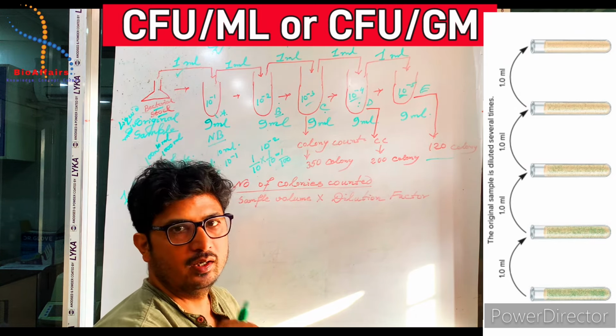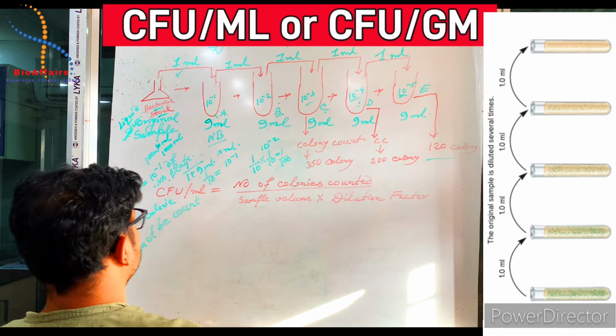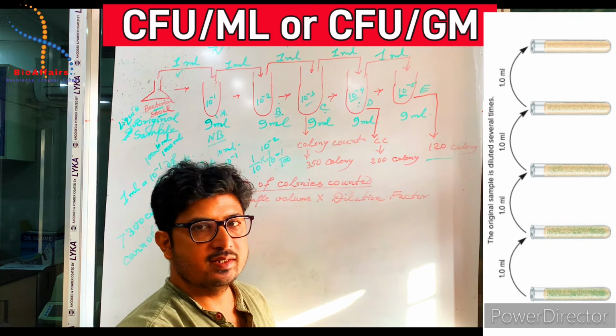Now considering this fact, our eyes cannot count more than 300 colonies. More than 300 colonies cannot be counted. Okay. So for the ease of counting, we will take the lowest number of colonies present in the last dilution of the serial dilution. I have written arbitrarily, considering the amount. Suppose plate C contains 350 colonies, plate D contains 200 colonies, and plate E contains 120 colonies. Say for example, I am telling you here, not the exact part.